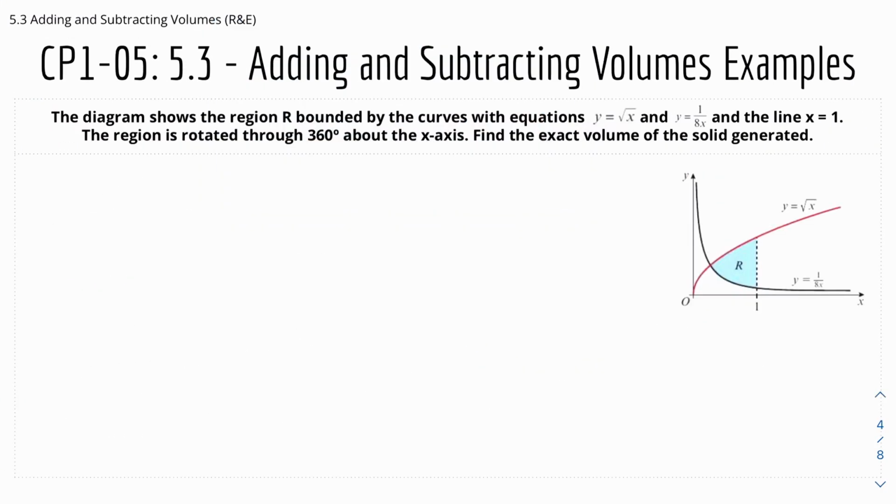The diagram shows the region R bounded by the curves with equations y equals root x and y equals 1 over 8x, and the line x equals 1. The region is rotated through 360 degrees around the x-axis. Find the exact volume of the solid generated.